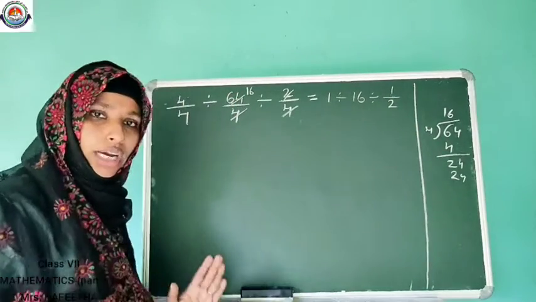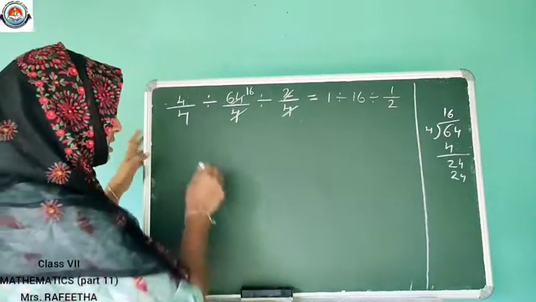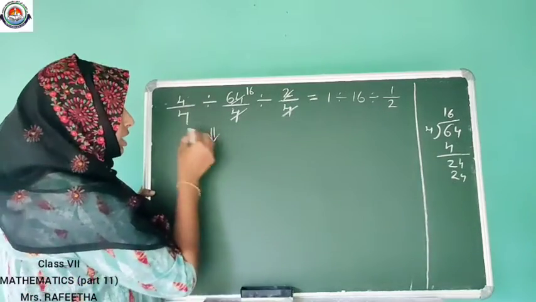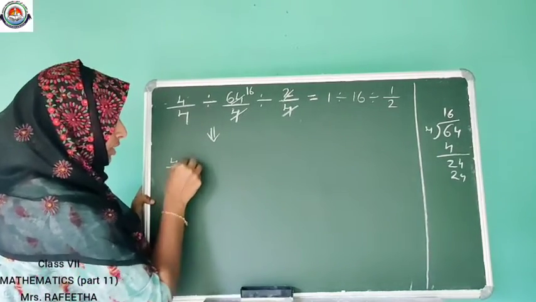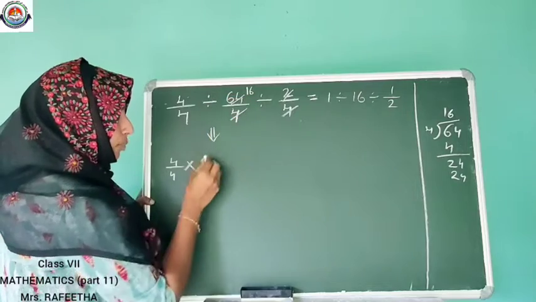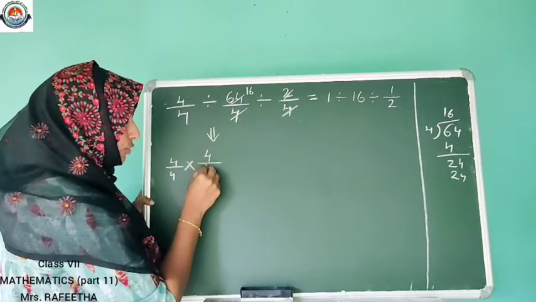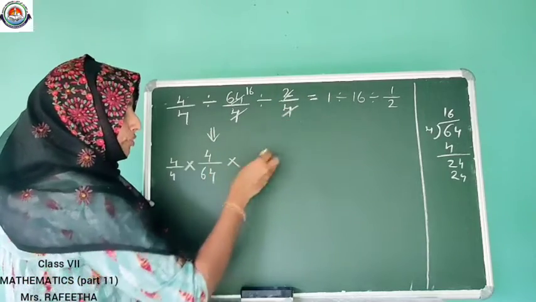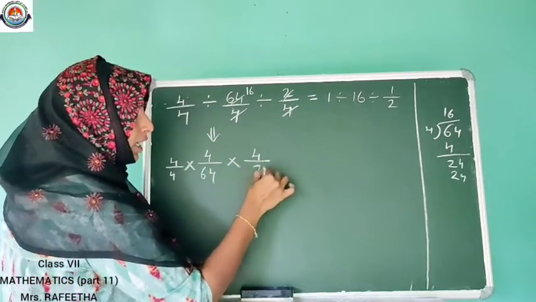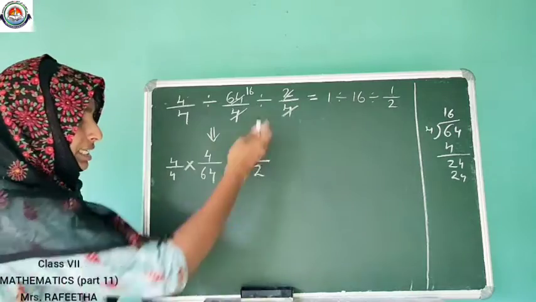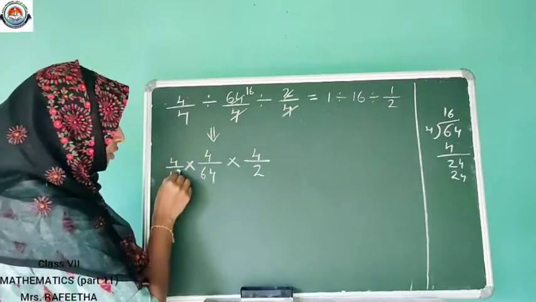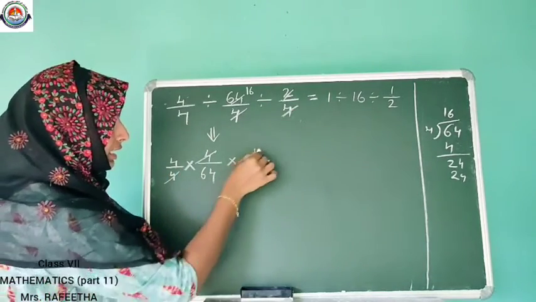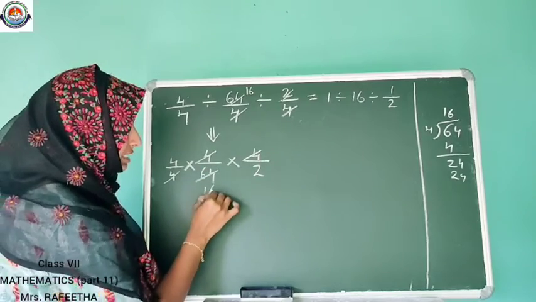Okay, if you don't know cutting, don't worry. Instead of this we can write like this: 4 by 4 into 64 by 4, we want to write the reciprocal of 64 by 4, that is 4 by 64, into 2 by 4, we want to write as 4 by 2. Okay, that is the reciprocal of 2 by 4. So here 4 and 4 we can cut, and here 4 and 64 we can cut it as 16.